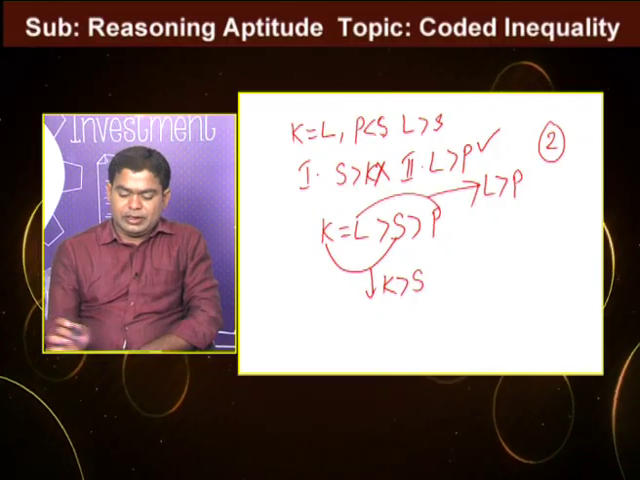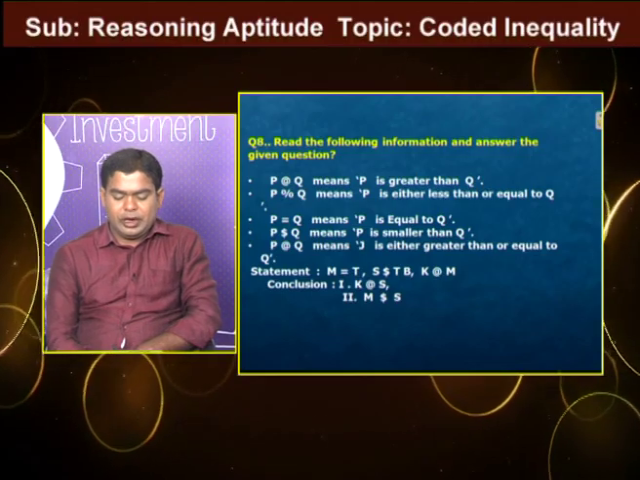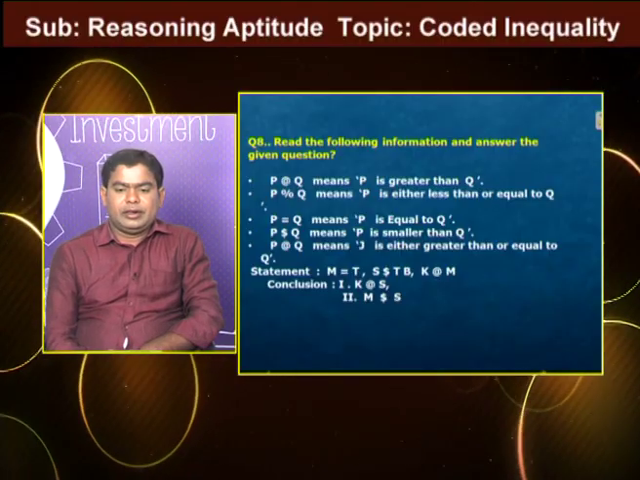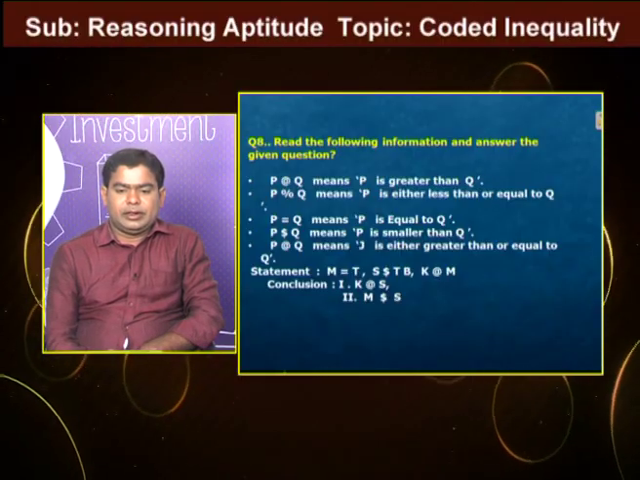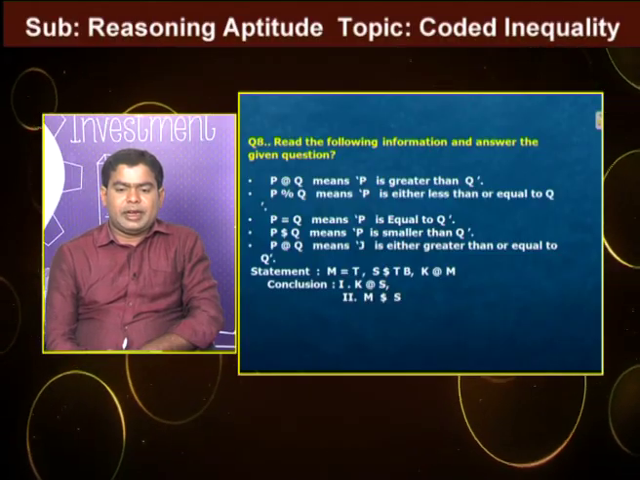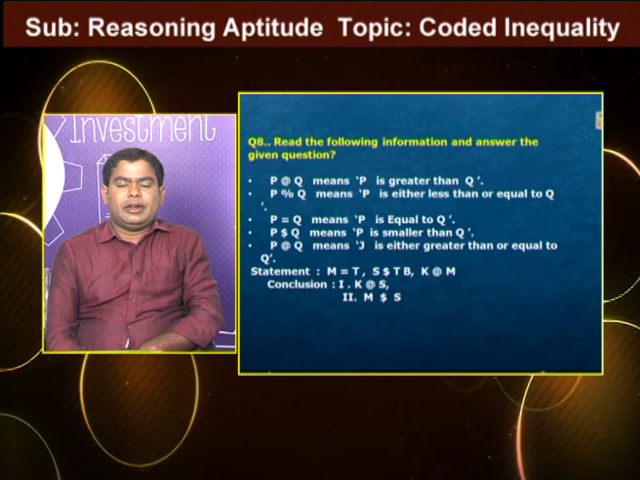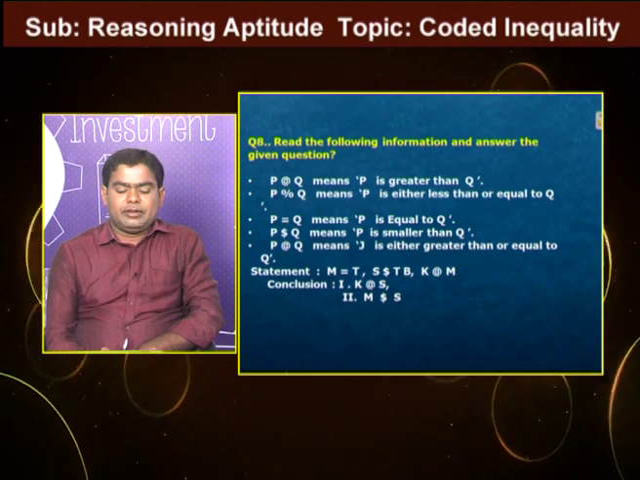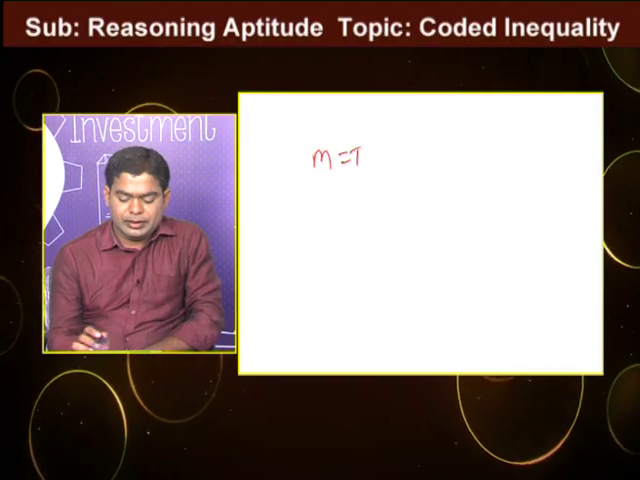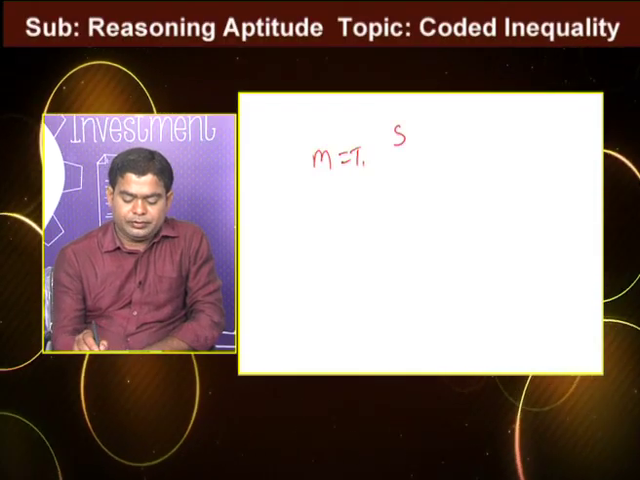So that one is the third question. M equal to T, S dollar T, K at the rate M. Conclusion 1: K at the rate S. Conclusion 2: M dollar S. We solve the question. M equal to T means equal.